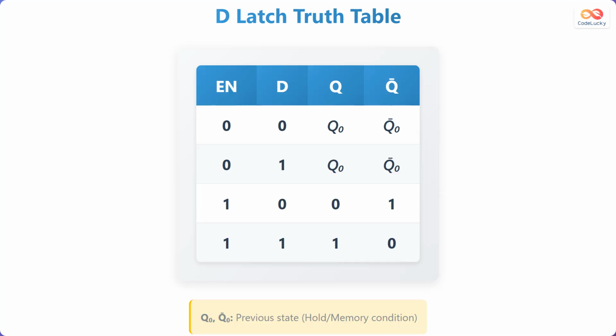Now let's examine the truth table of a D Latch to understand its behavior. When EN is 0, regardless of the value of D, the output Q remains in its previous state, denoted as Q naught, and Q bar remains in its previous state, denoted as Q bar naught. This is known as the hold or memory condition. When EN is 1, the output Q follows the input D. If D is 0, Q becomes 0 and Q bar becomes 1. If D is 1, Q becomes 1 and Q bar becomes 0. Q naught and Q bar naught represent the previous state, indicating the latch holds or remembers its prior value when EN is 0.